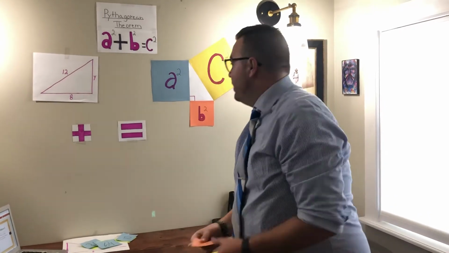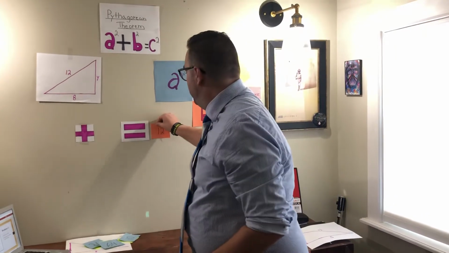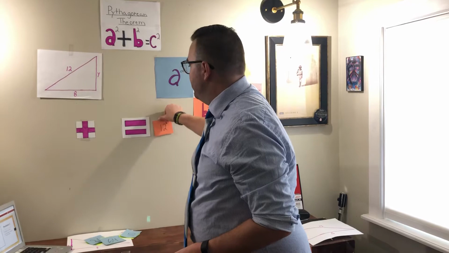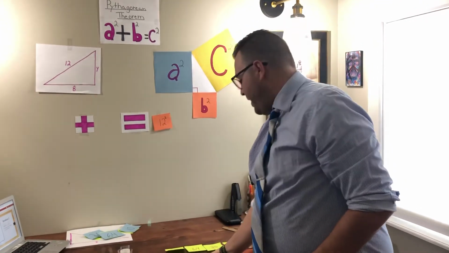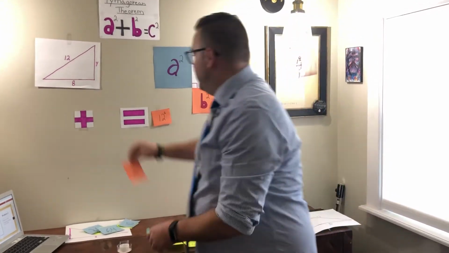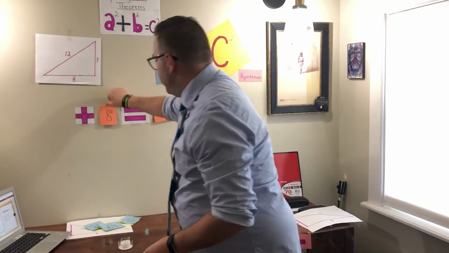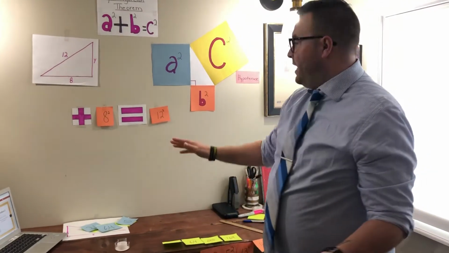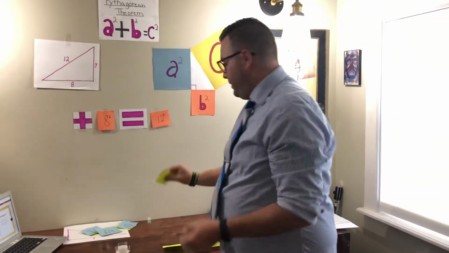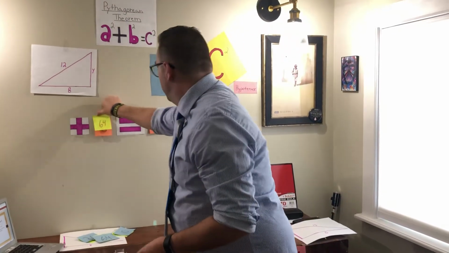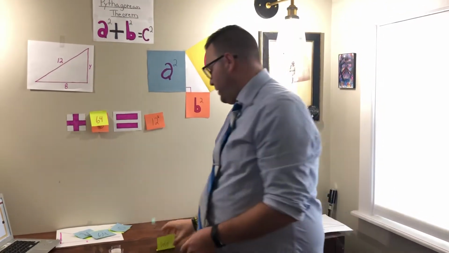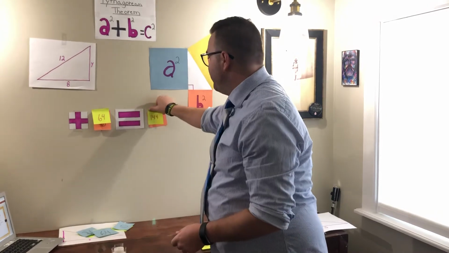So we know 12 squared, right here, and then also 8 squared. Now let's just put it as B. That's pretty easy. So what is 8 squared? That's 64. And what is 12 squared? That is 144.